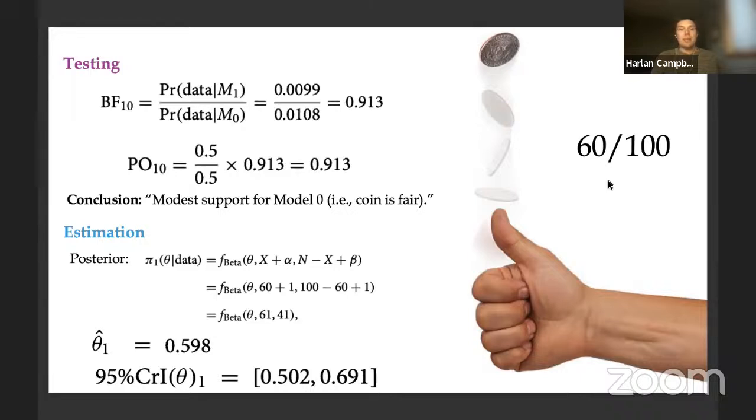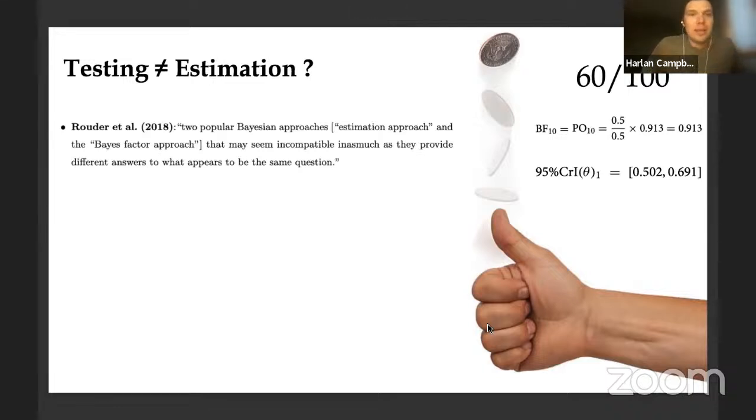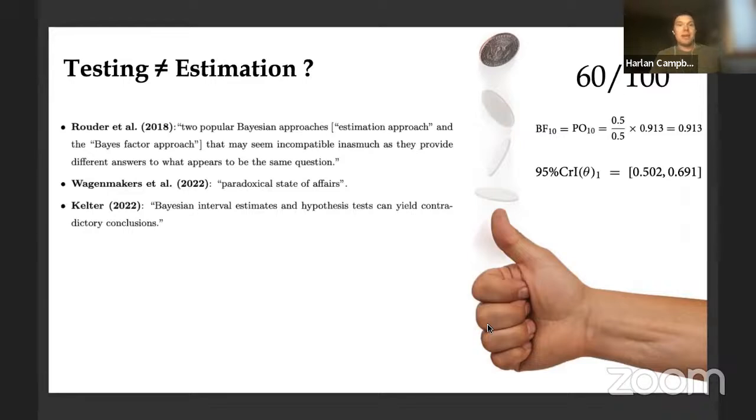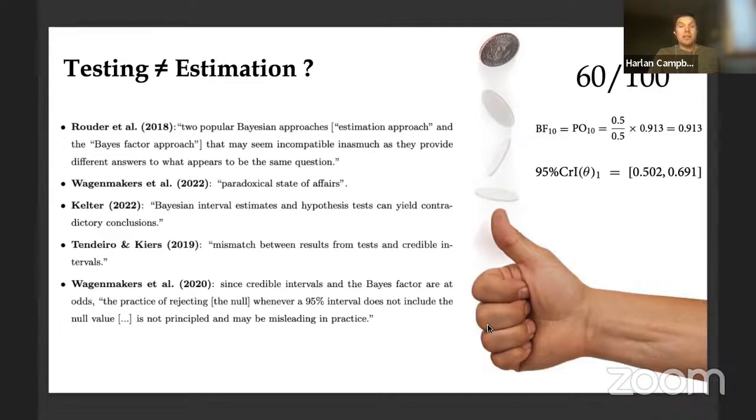And I say importantly because this is where you see maybe a contradiction between what we've done in testing and what we see in estimation, in that the testing conclusion is support for model 0, the coin is fair, and yet the 95% credible interval here excludes 0.5, the null. So how can this be? This has been kind of a classic example that has led a lot of people to write that Bayesian estimation and the Bayes factor are incompatible because they provide different answers to the same question. We see people talk about this as a paradox, or a contradiction, or a mismatch between testing and credible intervals.